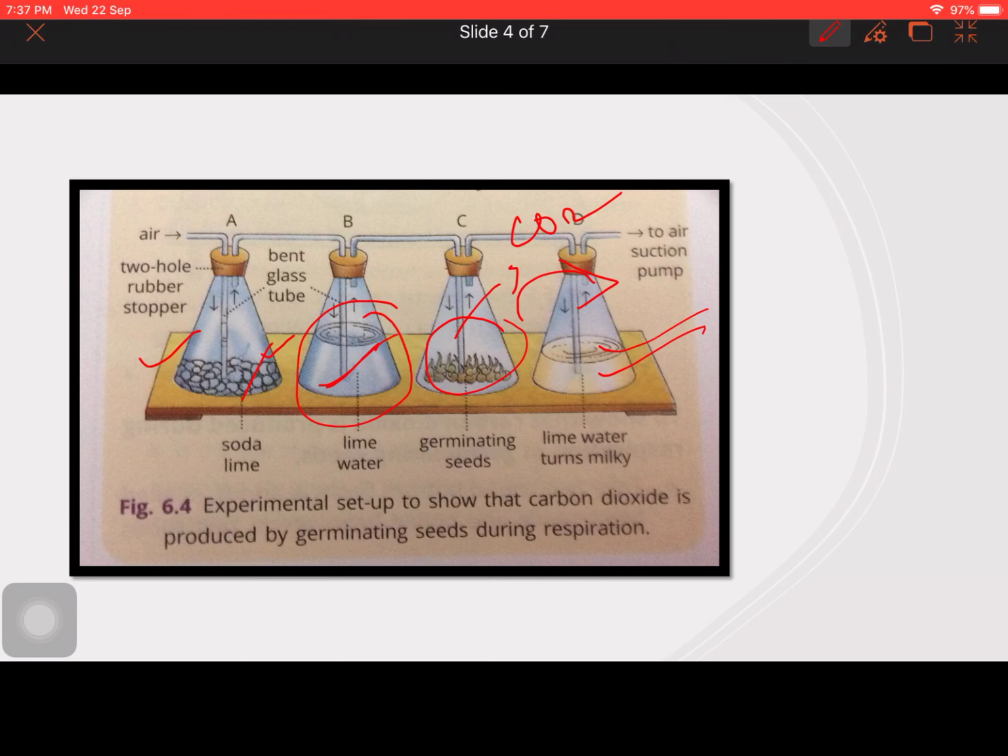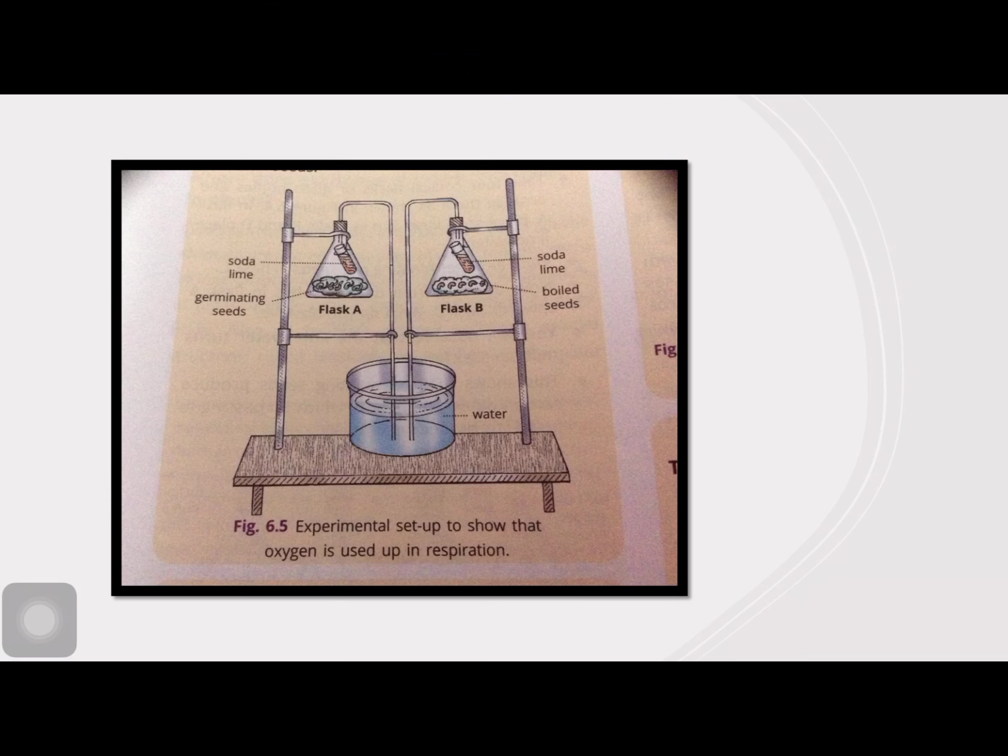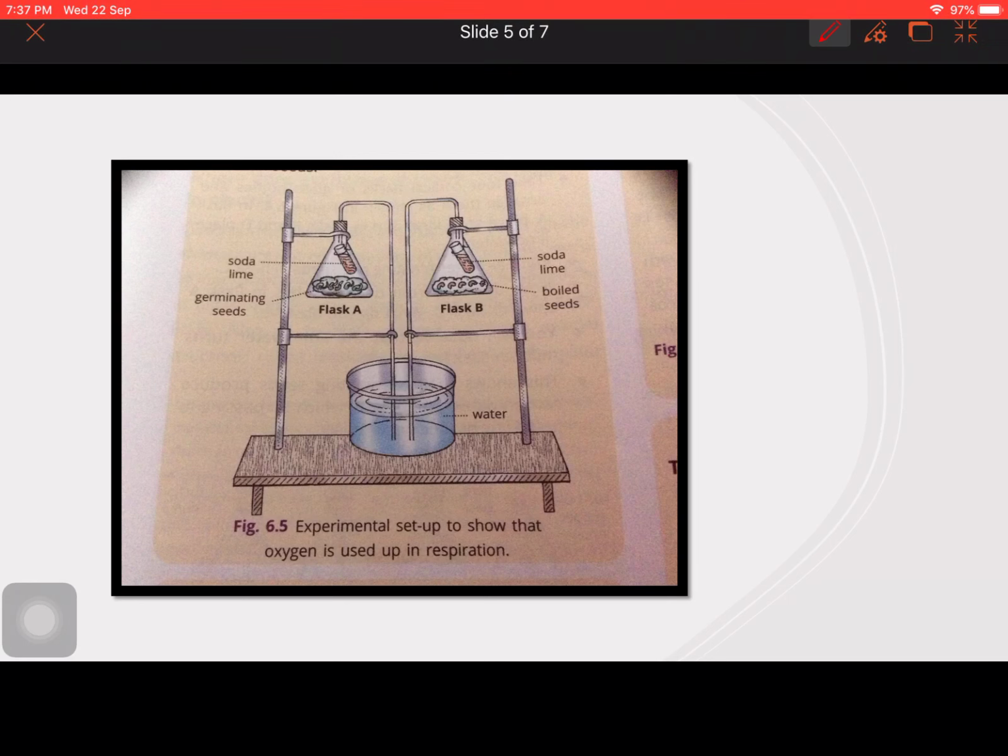Now let us move on to the third one. The third experiment shows that oxygen is used up in respiration. Here we have taken two flasks, flask A and flask B. In flask A there are germinating seeds, and in flask B we have kept the boiled bean seeds. Both are put on wet cotton, and a small tube containing lime water or soda lime has been kept inside the conical flask.